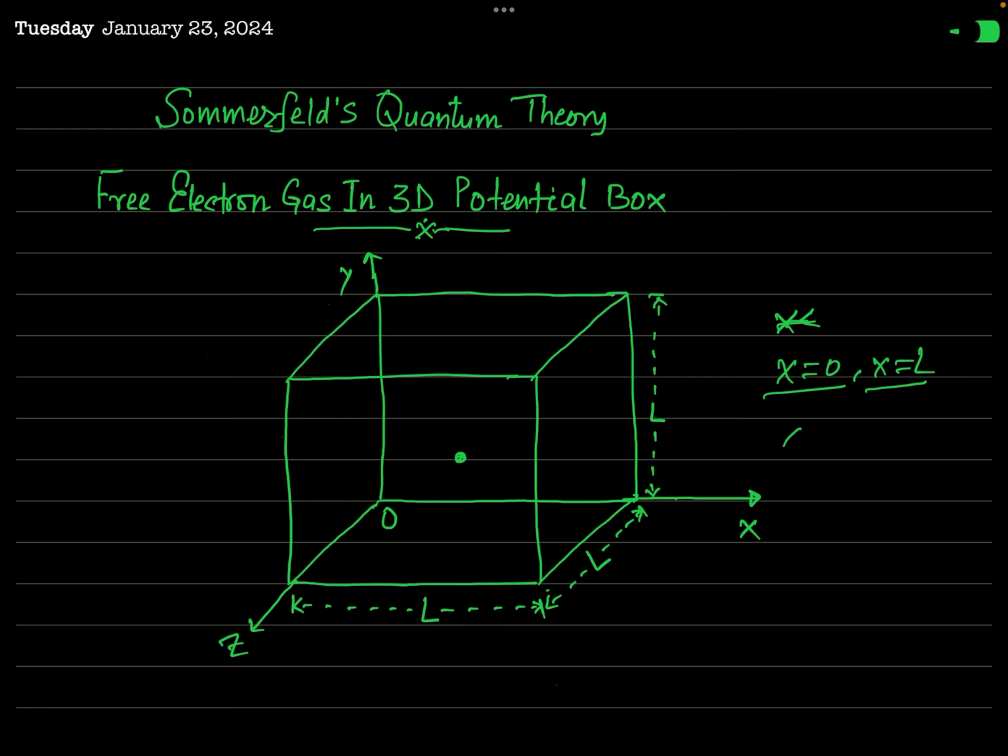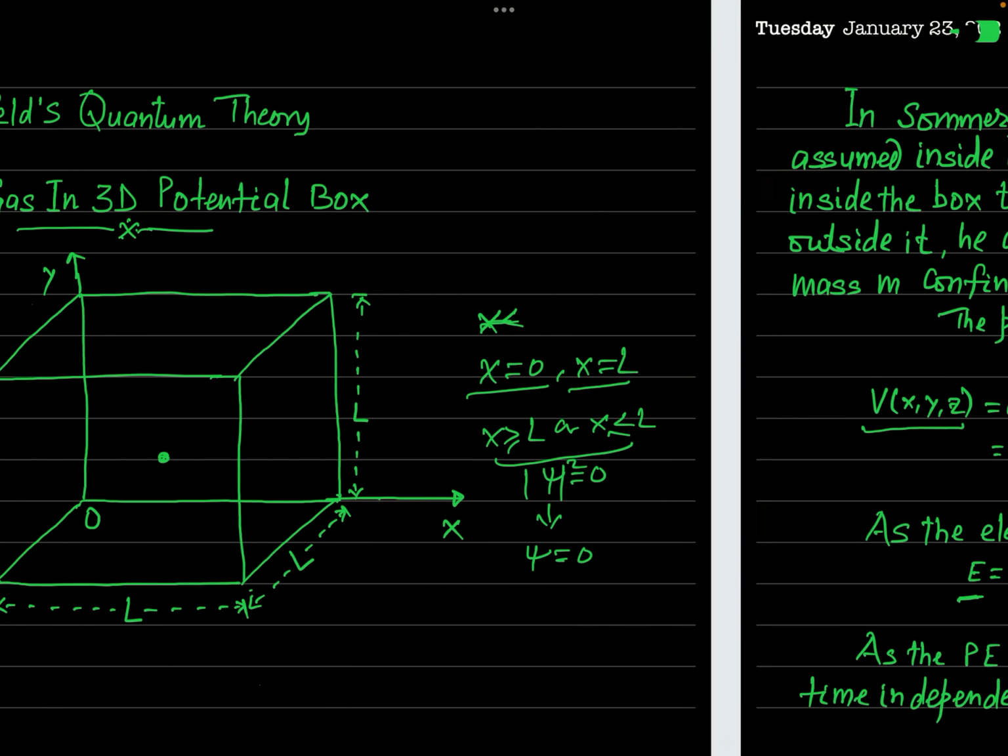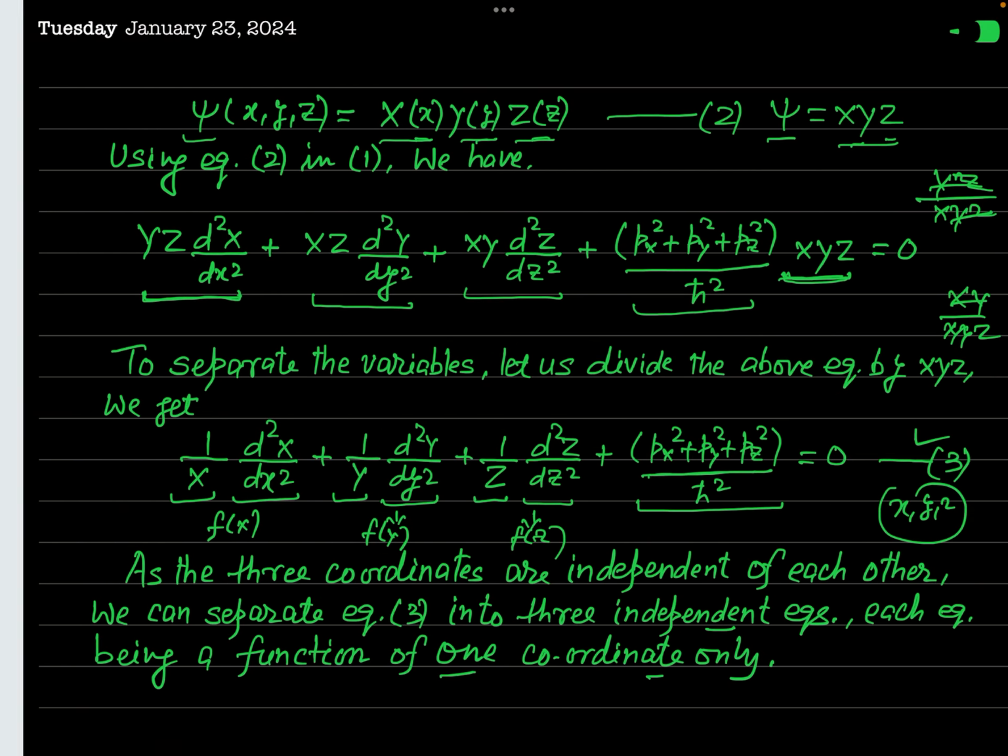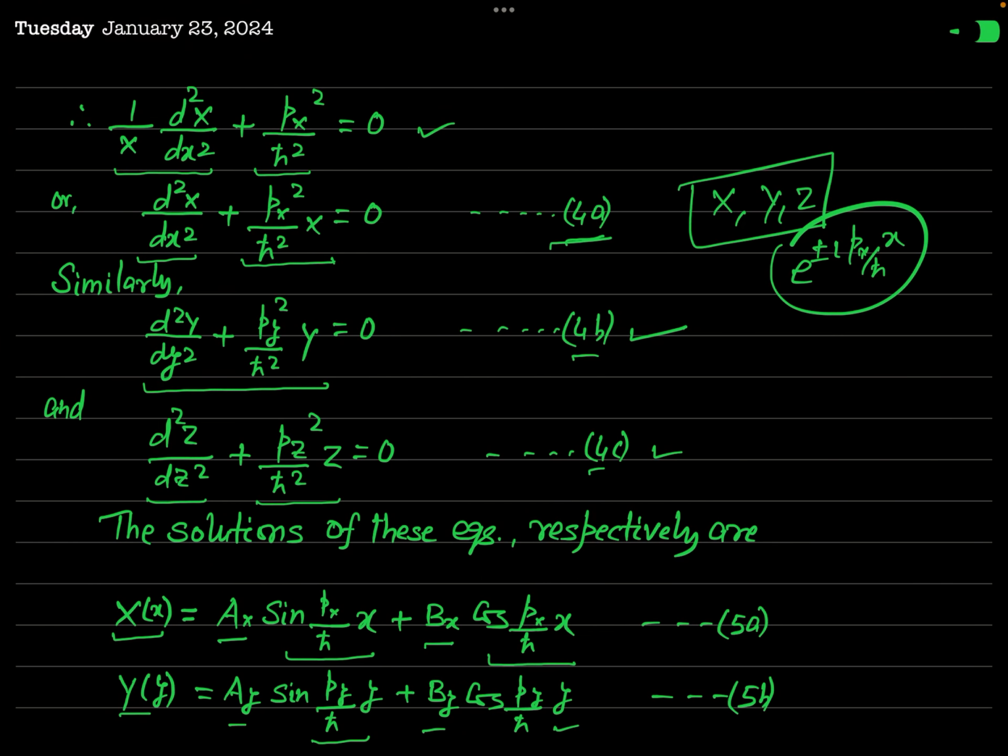Okay. So when x is greater than or equal to L, or x is less than or equal to 0, in both of these conditions psi will be 0, because the probability of finding the electron outside of this box is 0. And so the probability density, mod psi squared, is 0, and mod psi squared being 0 means psi is 0. Okay. So at the surfaces or at the boundaries, the wave function or the eigenfunction psi must vanish.